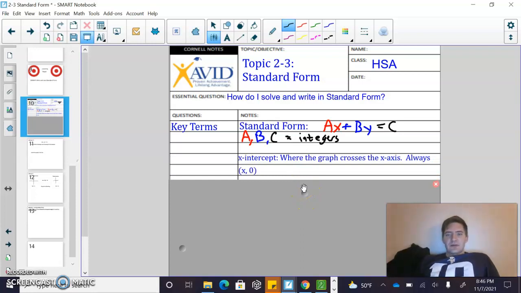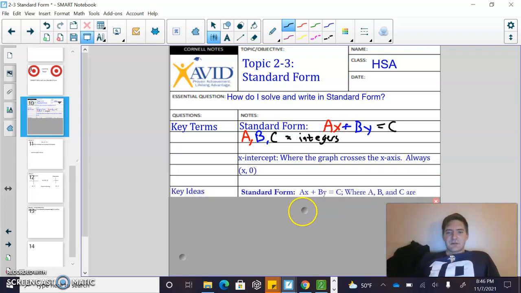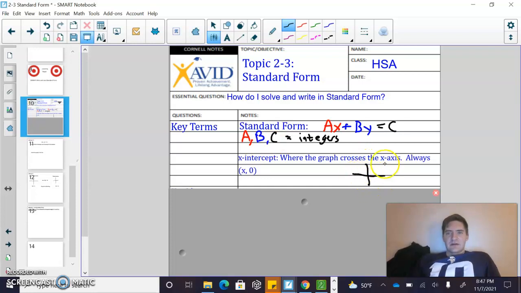And the x-intercept is where the graph crosses the x-axis. It will always have the shape of x in the coordinate form (x, 0). So if I were to draw a little coordinate plane, it looks like this. This would be an example here of an x-intercept, where it physically crosses the x-axis. So in this instance, it crosses the x-axis right there.